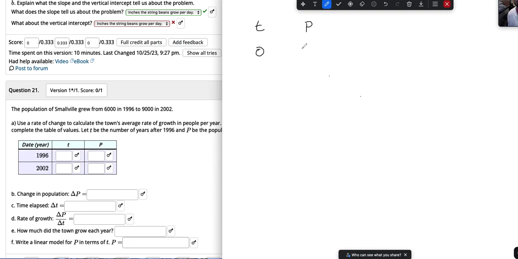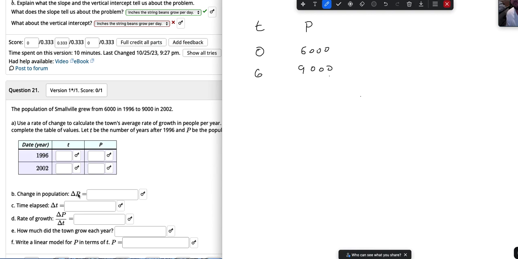And so at time 0, the population is 6,000. So that's actually going to give us our starting amount as well. And then we know in 2002, so that would be, that's what, 6 years later? Then the population is 9,000. So that's what this is asking for, is just to kind of get you to organize those ordered pairs like that.